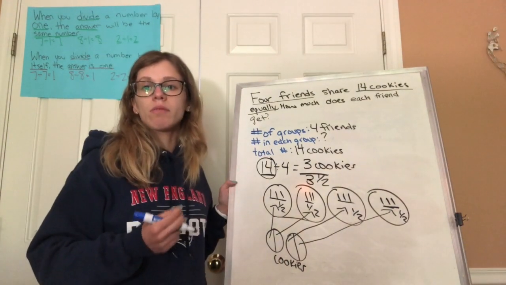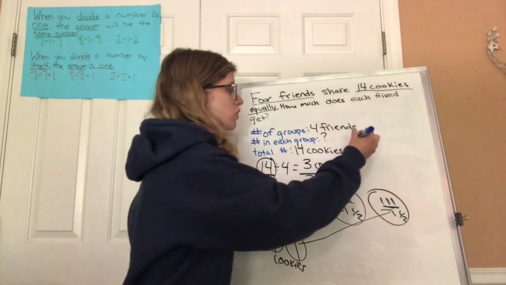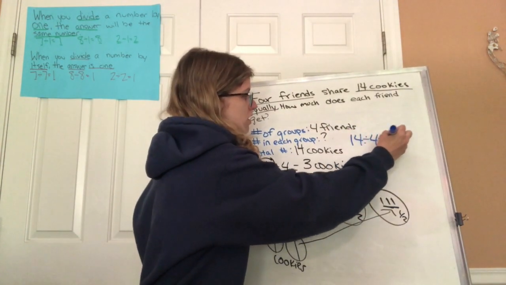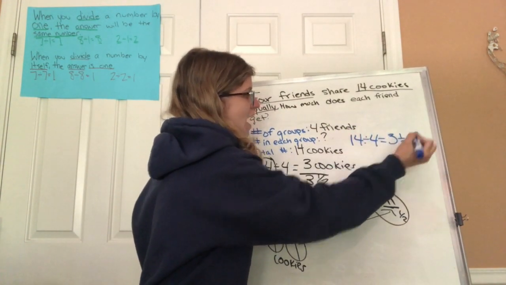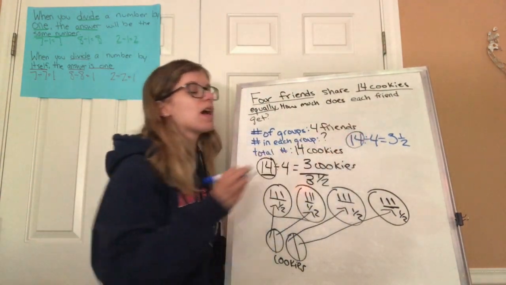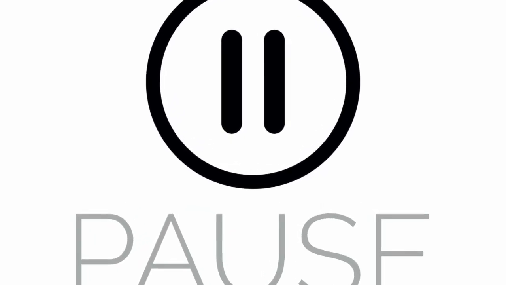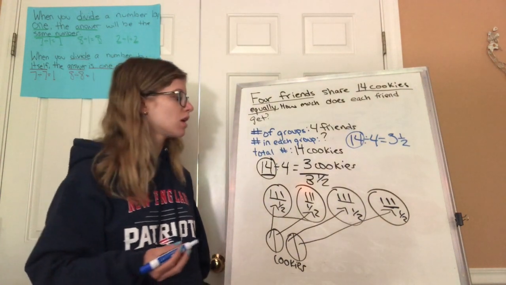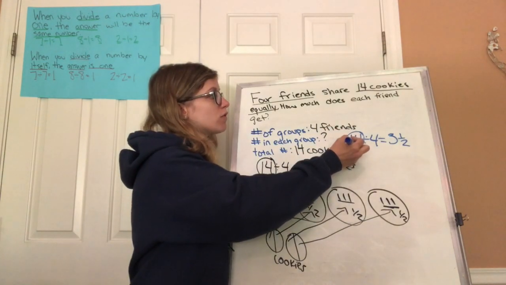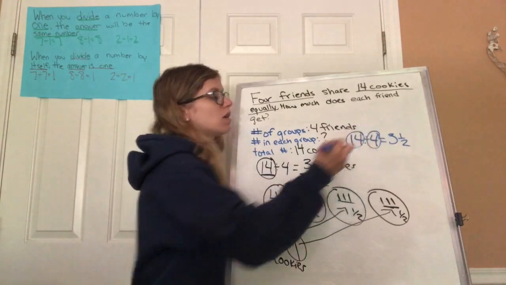So let's put this all together and make a division notation or division equation. So my equation or notation would be 14 divided by 4 is equal to 3 and a half. Pause me and think about, what does 14 mean in this equation? In this equation, it means those are the total amounts of cookies that they're sharing. Pause me and think about, what does 4 mean in this equation?